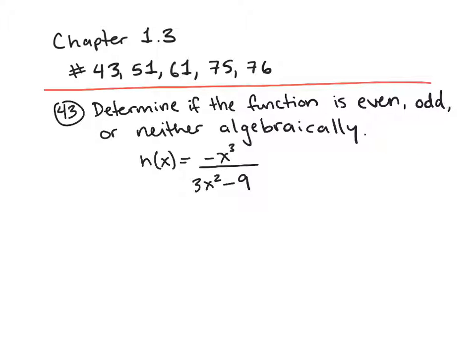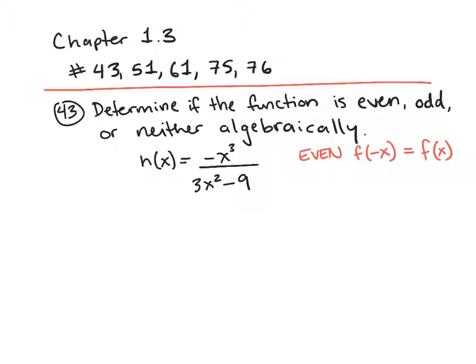So a quick reminder that for something to be even, that means that when I plug in a negative x, it's going to be equal to the original function. Because if you think about it on a graph, the negative x values are the exact same as the positive x values. That's why it's symmetrical over the y-axis.